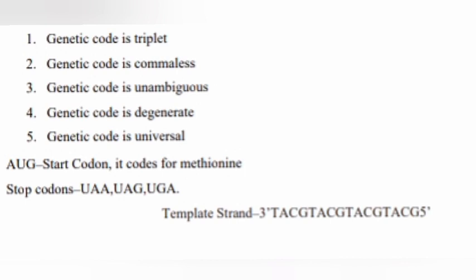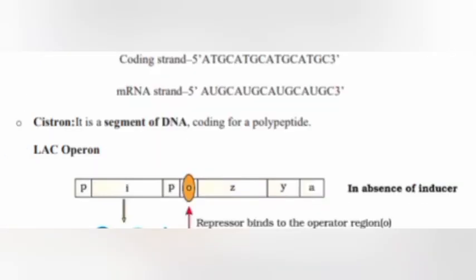Template strand 3' TAC GTA CGT ACG 5'. Coding strand 5' ATG CAT GCA TGC 3'. The mRNA strand is given here. Cistron: a segment of DNA coding for a polypeptide. Lac operon.